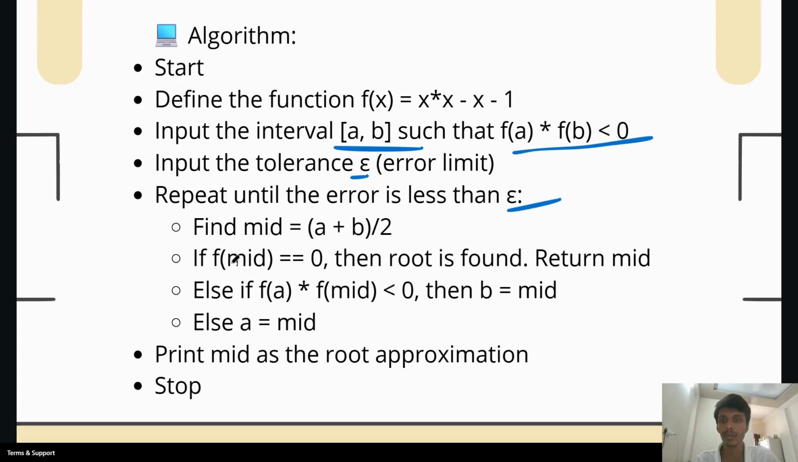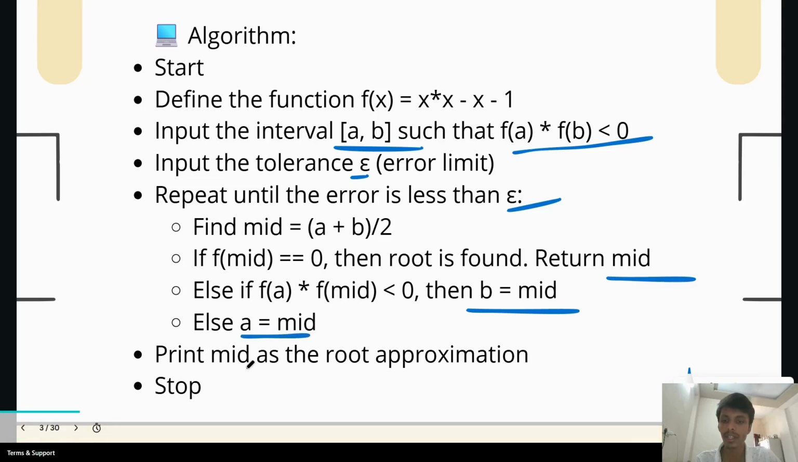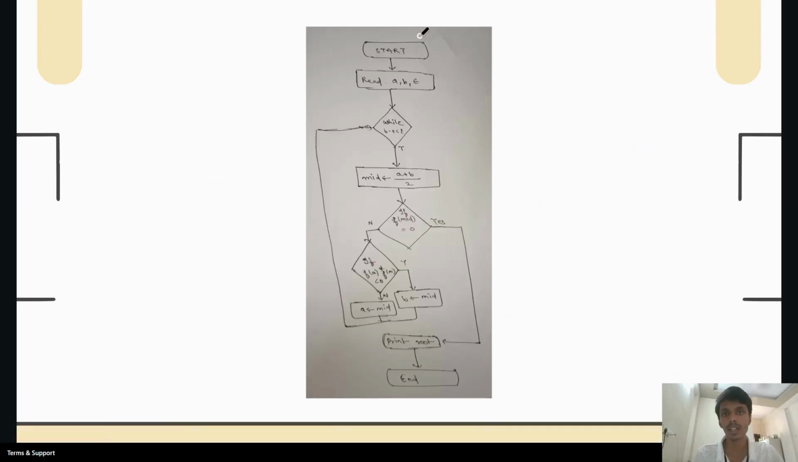Find mid equals (a plus b) by 2. If f(mid) equals 0, then the root is found, return mid. Else, if f(a) times f(mid) is smaller than 0, then set b to mid, or else set a to mid. Print mid as the root approximation, then stop. This is the algorithm for the bisection method.